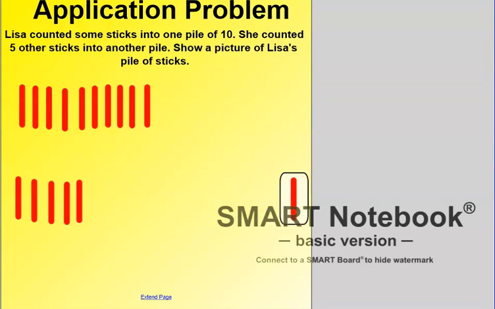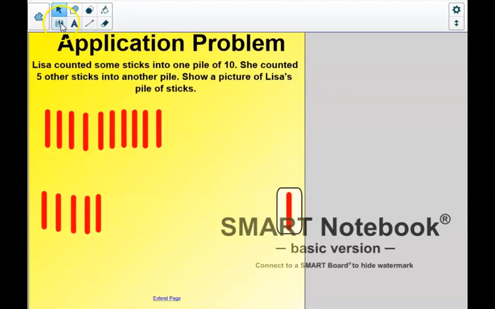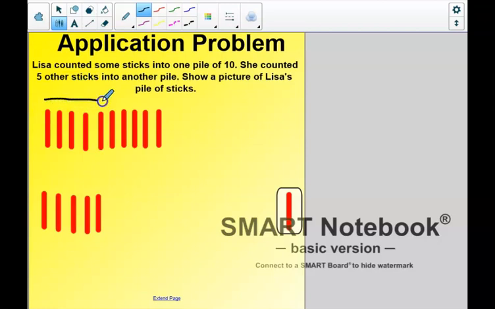Now, here's where the tricky part comes in. One second. Sorry about that. I just had to adjust my screen real quick. So here's where the tricky part comes in. We have this group of 10, and we are going to circle this group of 10. This is 1 ten. There are 10 ones in 1 ten. We counted 10 sticks. There are 10. We circled it. That's 1 ten.